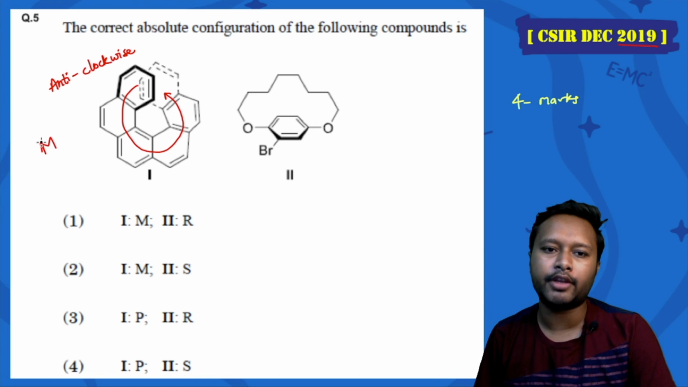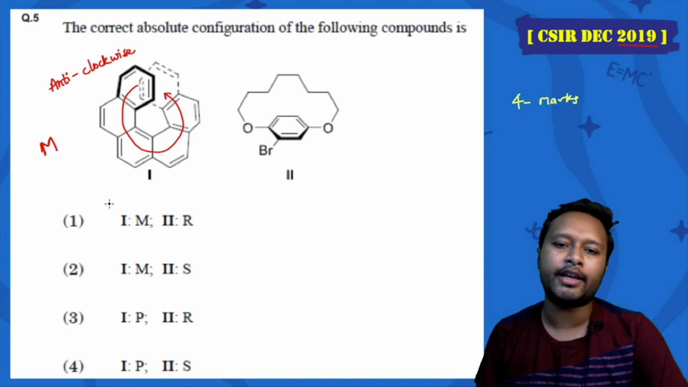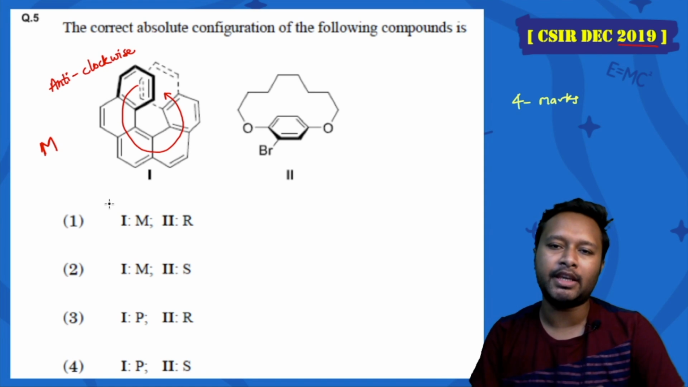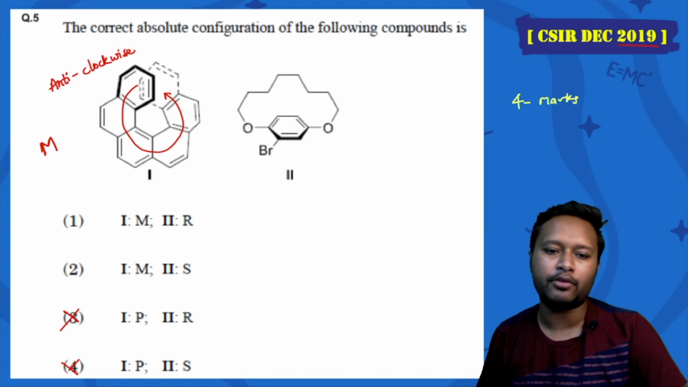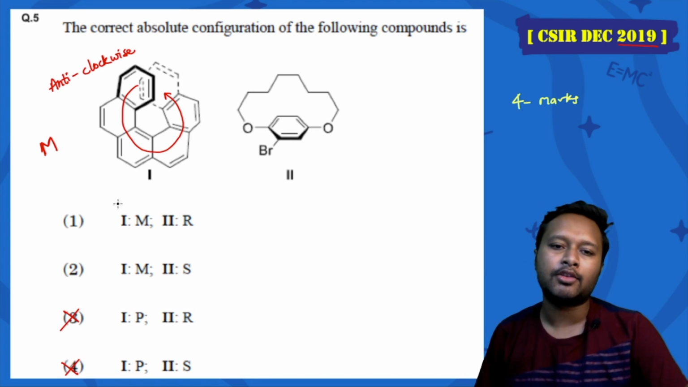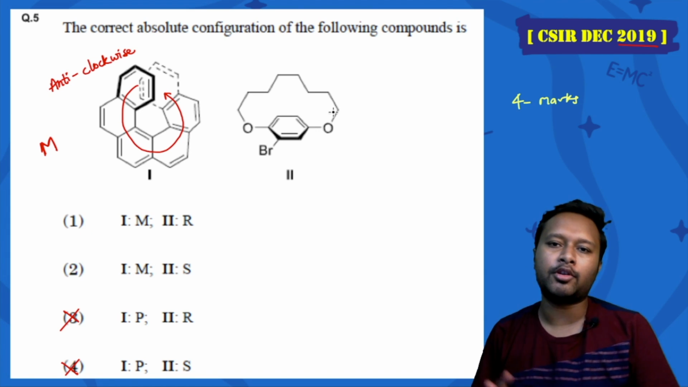So the absolute configuration for the first molecule is M. If it would be clockwise, we would call it P configuration. So P and M, these are the two names. So you can cancel out option 3 and option 4, they will not be your correct answers. So either option 1 or option 2 is the correct one. Now we will look at molecule number 2.